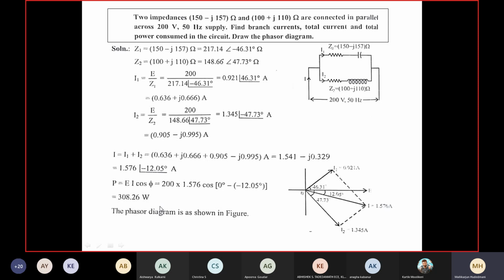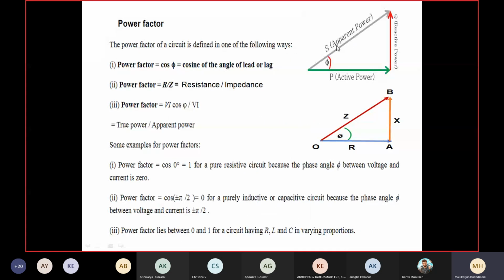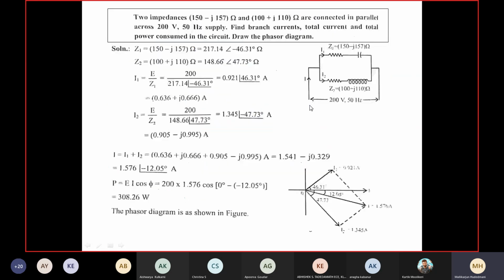Apparent power, if it is asked, use just E into I. That's all. No cos phi, no sin phi. That is called apparent power. Yesterday we have seen this: apparent power, active power, reactive power, VI cos phi, VI sin phi. So we have to use it systematically like that.